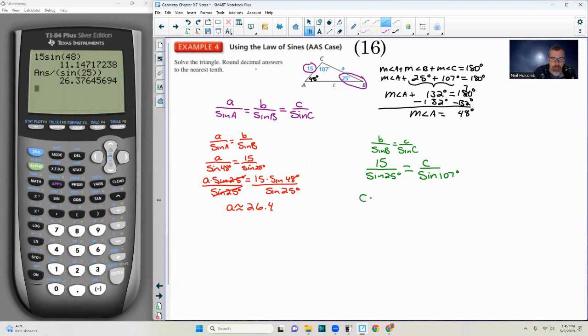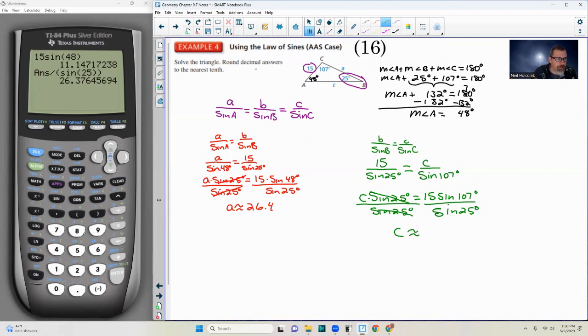Cross multiply. C times the sine of 25 degrees equals 15 times the sine of 107 degrees. Divide by the sine of 25 degrees. Sine of 25 cancels. I get C is approximately this.